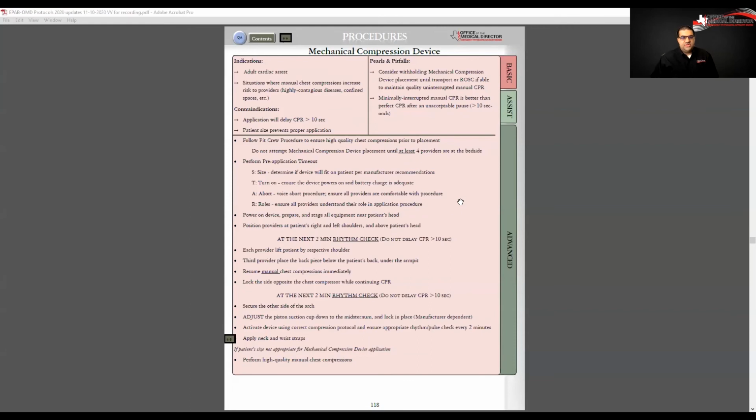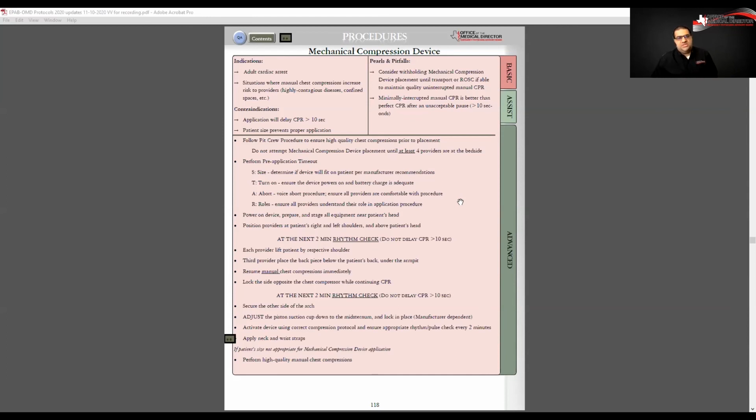One of the things you've probably seen in this system over the past few months is this big push towards mechanical compression devices, whether it's a Lucas or a DefibTech or any of the other devices that are out there. I'm in support of this. I think it's a good move, especially from an EMS provider safety perspective. But as we've talked about before, it has to be done safely and in a well choreographed and expeditious fashion.